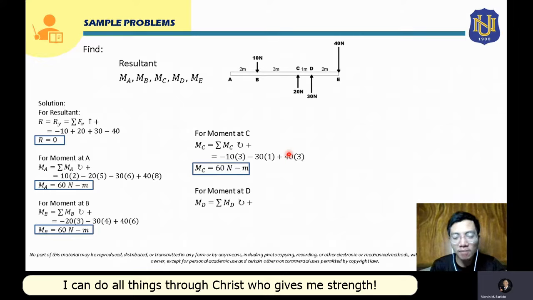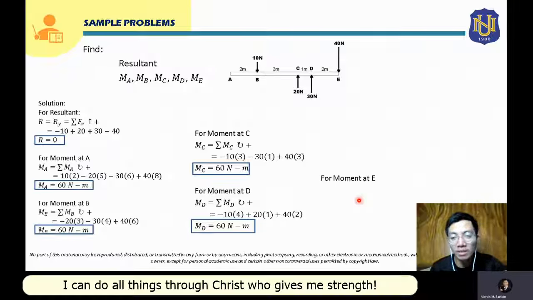So again, we will sum up all the forces that have moment at D and it will give you the following moments. It will be negative 10 times 4 plus 20 times 1 plus 40 times 2, and it will also give you 60 Newton meter clockwise moment.